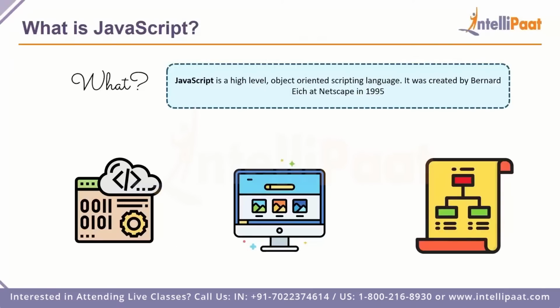JavaScript is a high-level, object-oriented scripting language. It was created by Brendan Eich at Netscape in 1995. So JavaScript was originally created in 1995. Now, high-level, object-oriented and scripting language are sometimes considered to be a bit more jargonistic than they need to be. Let us discuss them one by one.